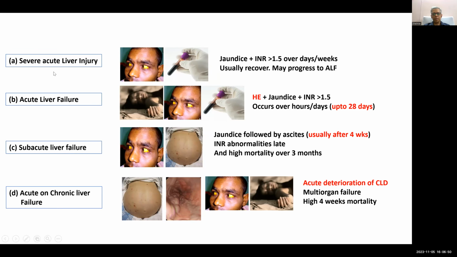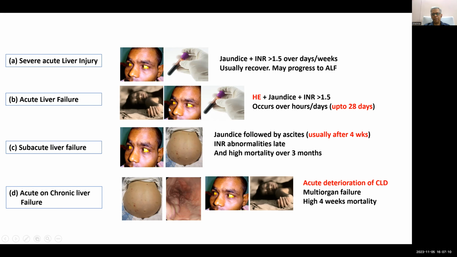First, what is severe acute liver injury? Acute, as the word itself tells you, means there is severe injury to the liver. And how does it clinically manifest? The clinical manifestation would be jaundice and prolongation of INR. These patients usually recover, but some of them may progress to ALF.